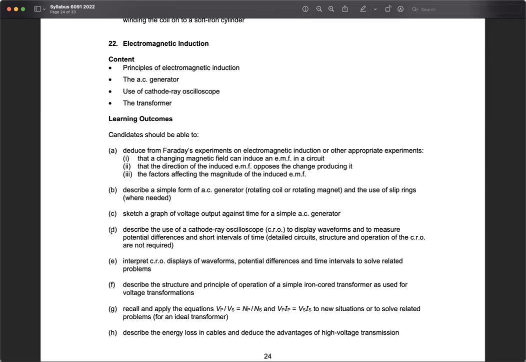Number four, describe the use of a cathode ray oscilloscope to display waveforms and to measure the PD and short intervals of time. So basically you need to know how to use the CRO. After that, you also need to know why we need a transformer and how a transformer is used. These are the outcomes that all of you need to know. Let's continue.